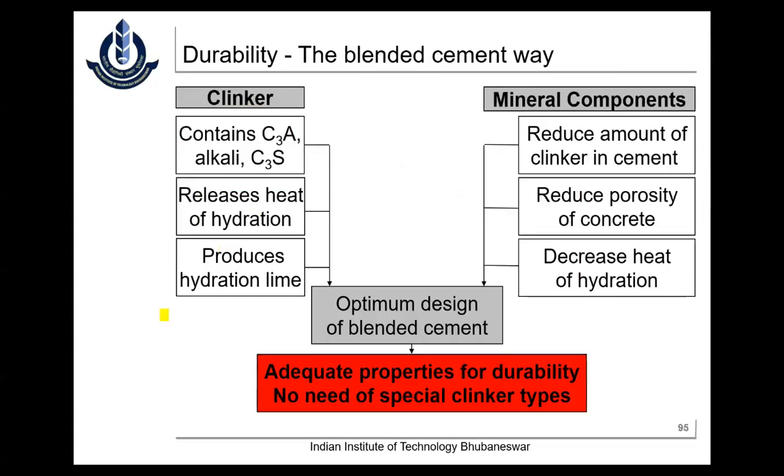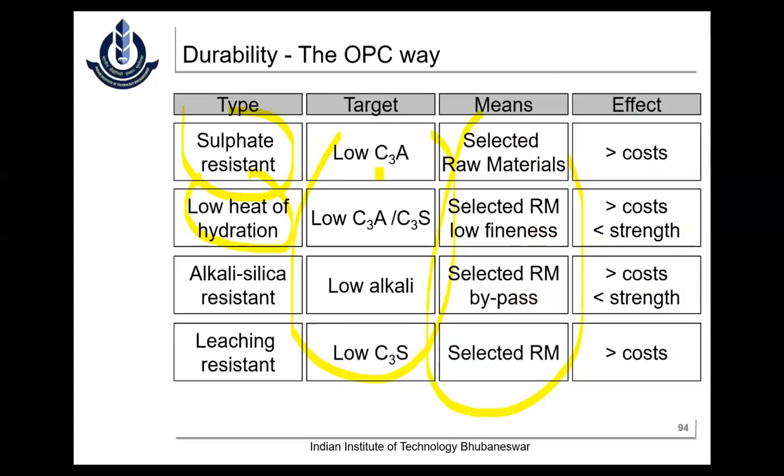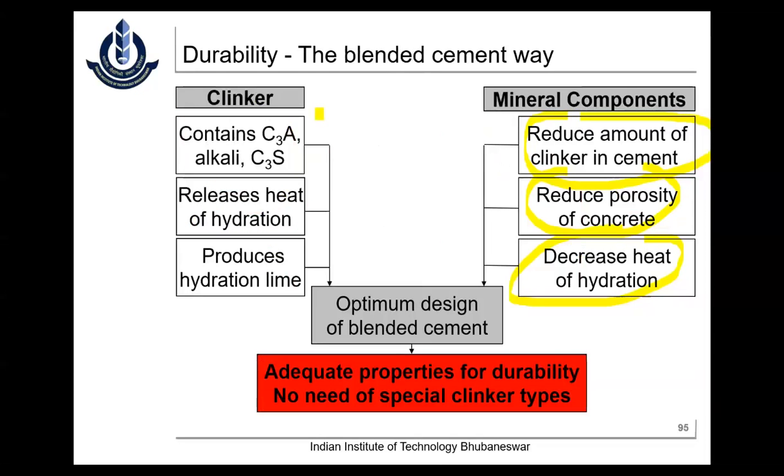But now when you have blended cements, what happens? When you have these blending components, they reduce the amount of clinker in the cement, they reduce the porosity, they decrease the heat of hydration, and all these things are addressed by the blending material, the fly ash or the slag. So this is what blended cement is. All these concerns which you have seen in the earlier slides will be nicely addressed by blended cement. So my thing is to use blended cements as much as possible in all the applications, in every application, in the right way, with the right recipe.